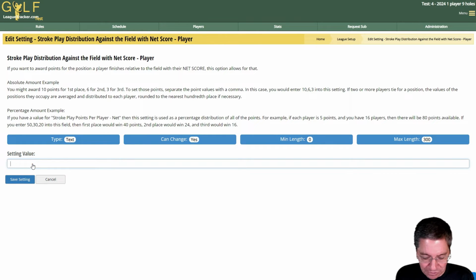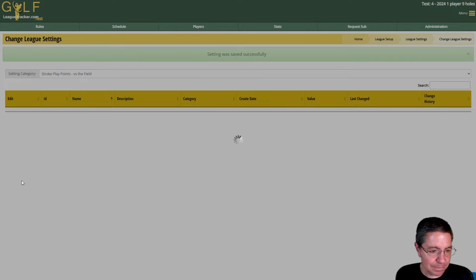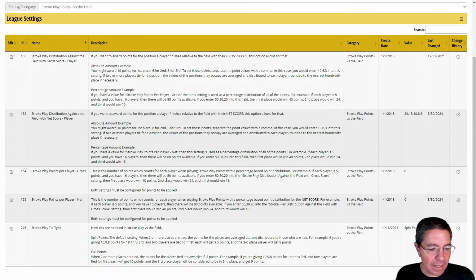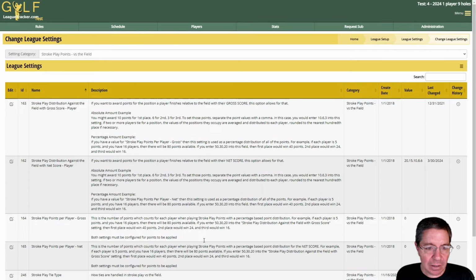And to enter the points, we're just going to type in the point distribution for each position. So I'm going to do 20, 15, 10, 8, and 6 and hit save. And then for the tie type, we're going to split. And I'll show you what that looks like, either splitting the points or awarding the full points.